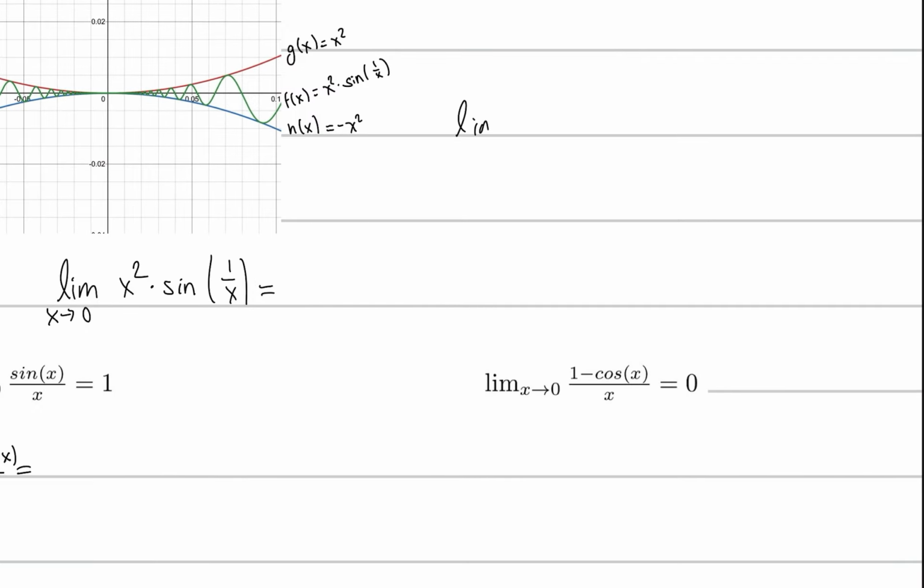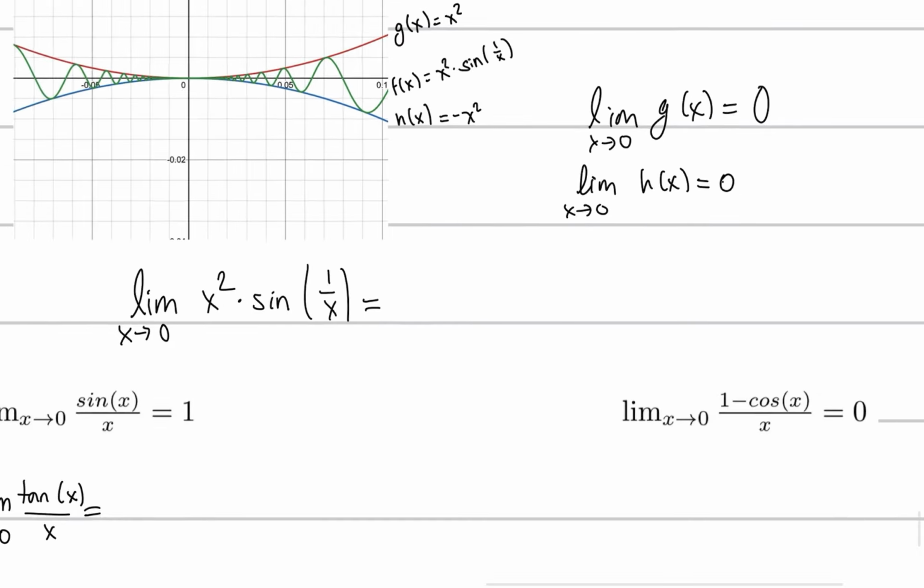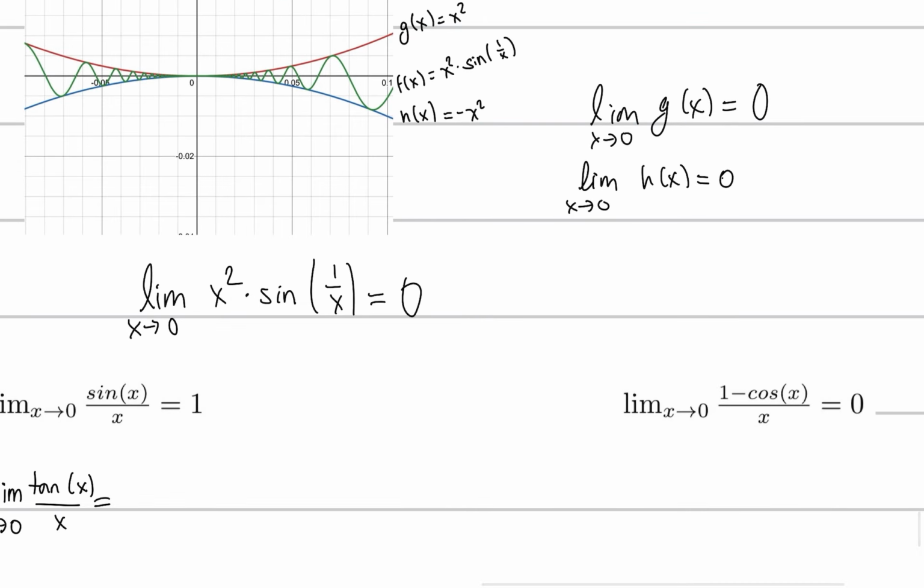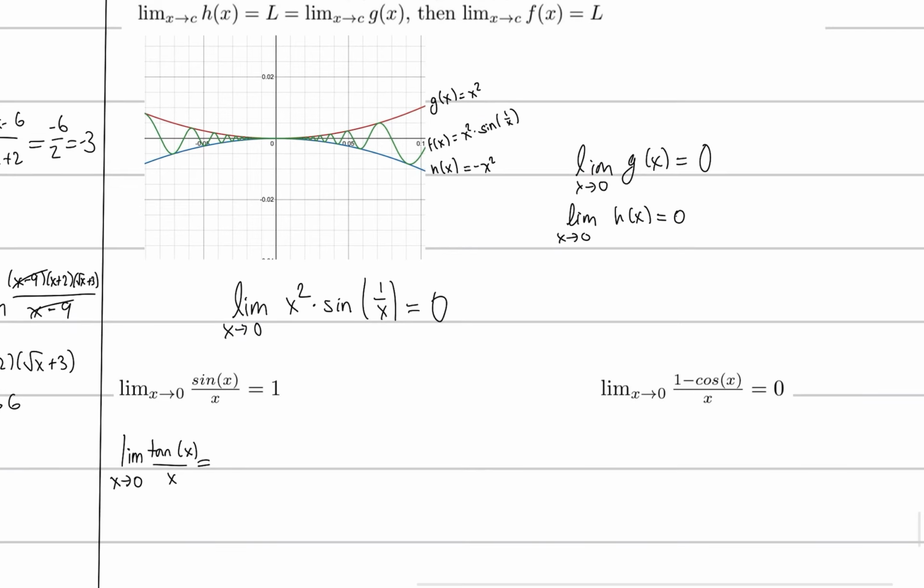First, we have to recognize the limit as x approaches 0 of our g of x, which is x squared, is just a polynomial, so it's 0. Same thing for h of x. That's also a polynomial, so it's going to be negative 0, which is 0. Since both of these limits match and f of x is being squeezed between the two, its limit is also going to be 0. So hopefully that made sense.